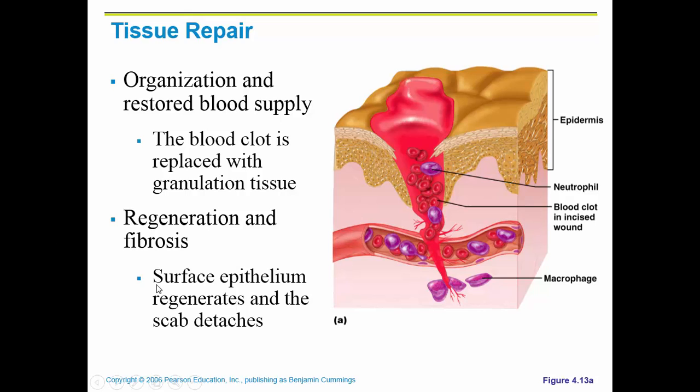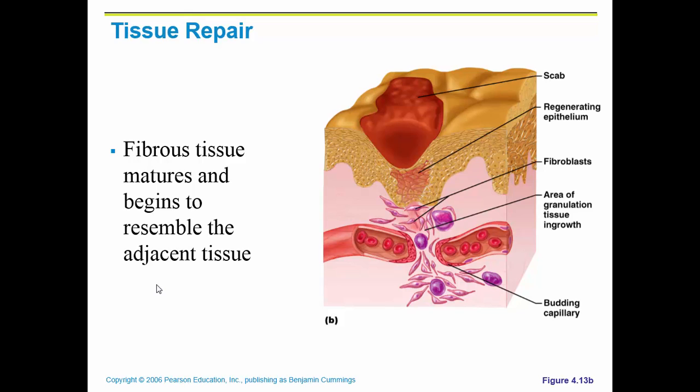And then we're going to start to regenerate all of the different tissue types. And so it says epithelium regenerates. If it's connective tissue, it's going to regenerate also, muscles, etc. Eventually, we're going to have fibrous tissue come in.